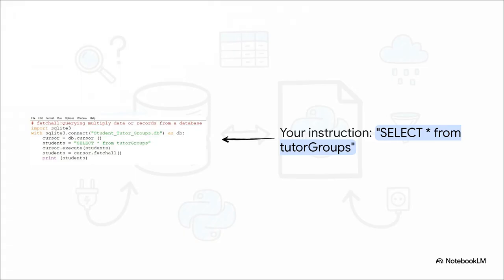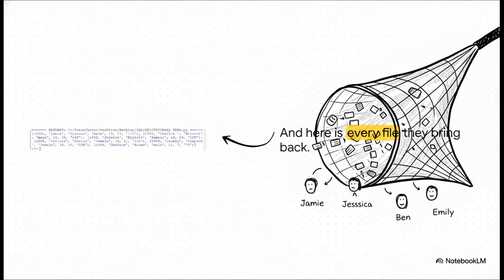Let's see it in action. Take a look at this instruction here. SELECT * FROM tutor_groups. Using our detective analogy, this is like telling your assistant, hey, bring me everything you can find in the tutor groups filing cabinet. That little star, the asterisk, is just a wildcard that means all of it. And there you go. Just like that, your assistant comes back with every single record from that table. We've got Jamie, Charlie, Jessica, the whole crew is here. We have officially cast our wide net.